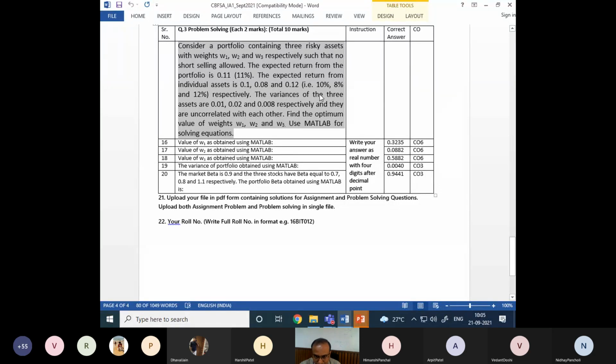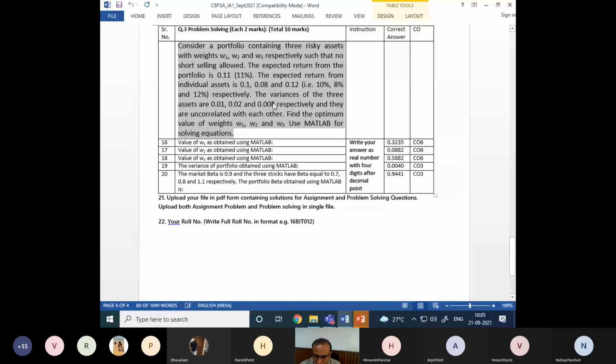Also, the variance of the 3 assets, meaning the risk of the 3 assets, is known, that is sigma 1 square, sigma 2 square and sigma 3 square. Variance means sigma square, and they are uncorrelated. So there is no covariance: sigma 12 is 0, sigma 23 is 0 and sigma 31 is 0. If sigma 12 is 0, sigma 21 is 0, and if sigma 23 is 0, then sigma 32 is 0, and if sigma 13 is 0, then sigma 31 is 0. So indirectly we have been given the covariance matrix sigma.